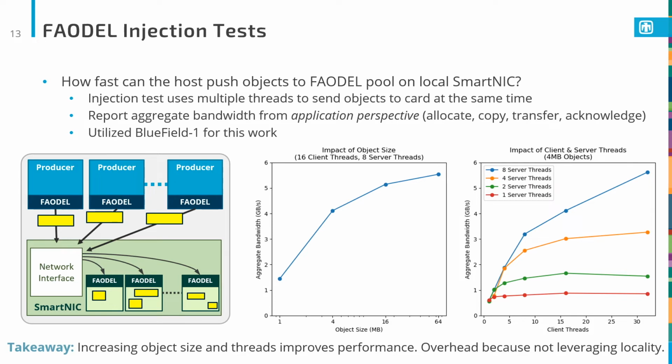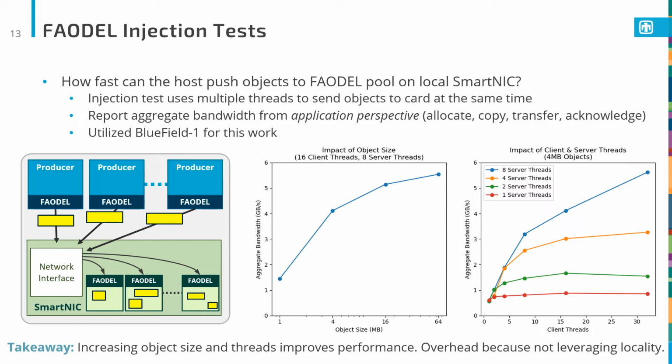The plot on the left shows the impact of object size on performance for a fixed number of threads. As you'd expect, larger objects enable the hardware to achieve better efficiency. The plot on the right shows the impact of running multiple threads on both the host and the SmartNIC. These weak scaling numbers confirm that performance improves when more transactions are in flight at the same time and the SmartNIC has multiple threads to process the data.